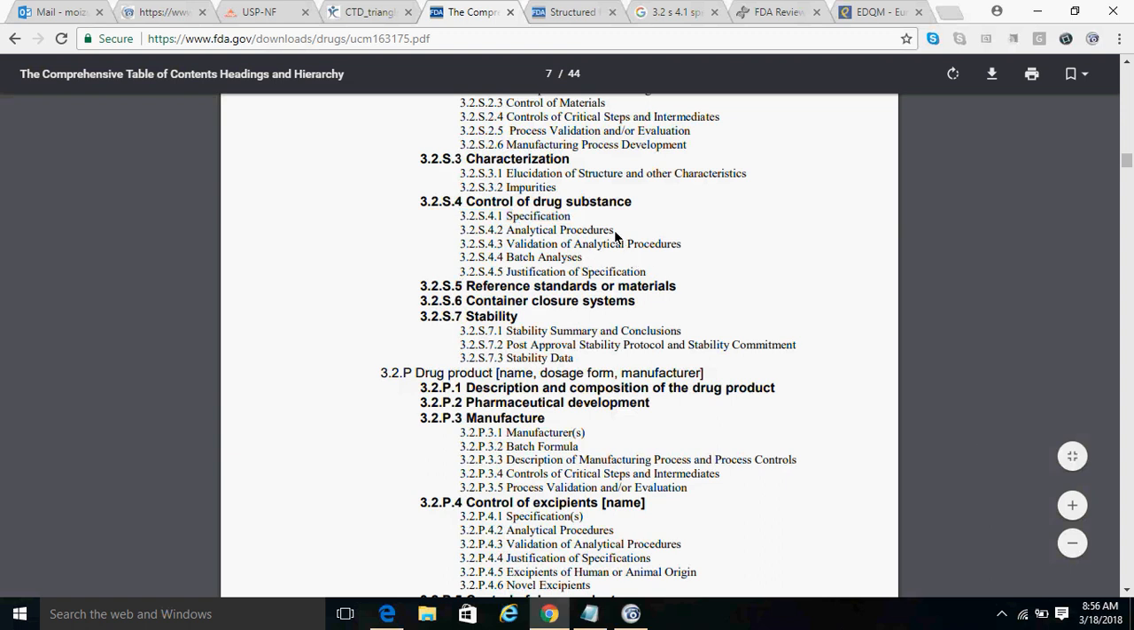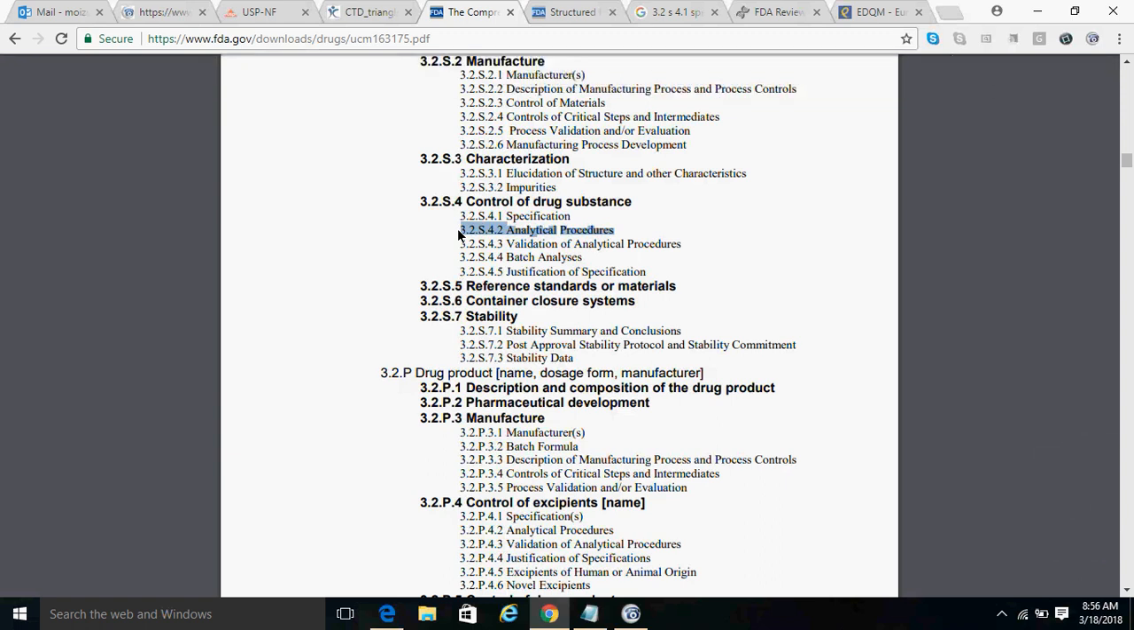Batch analysis. Analytical procedure, what procedures you follow to do these tests for drug substances. What is the batch analysis? Like, what is the batch? How many batches? What are the batch numbers? Every batch has a number. Like today we developed a batch, like batch one.